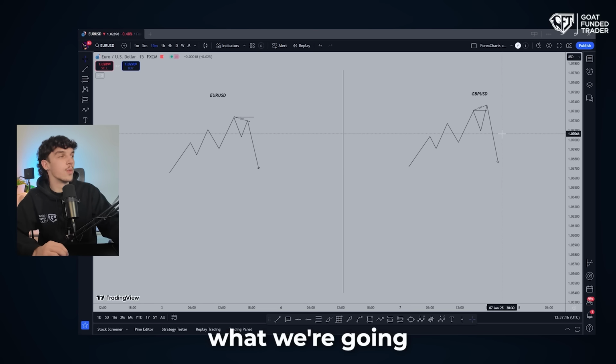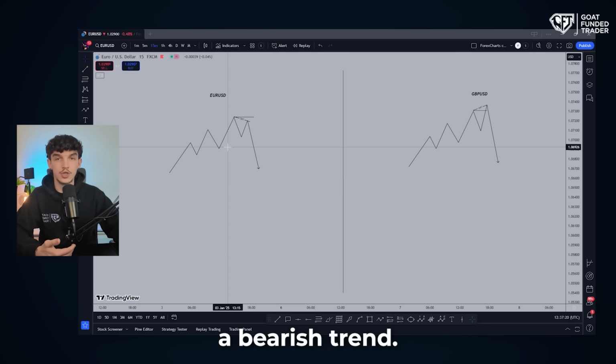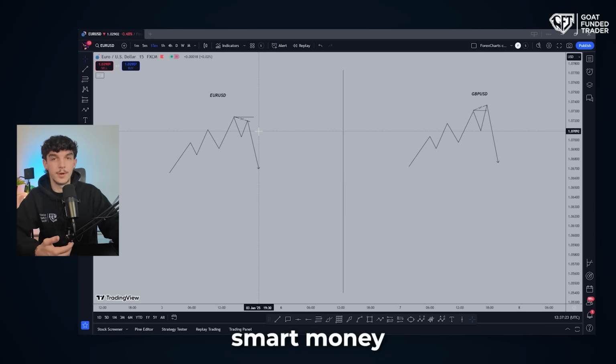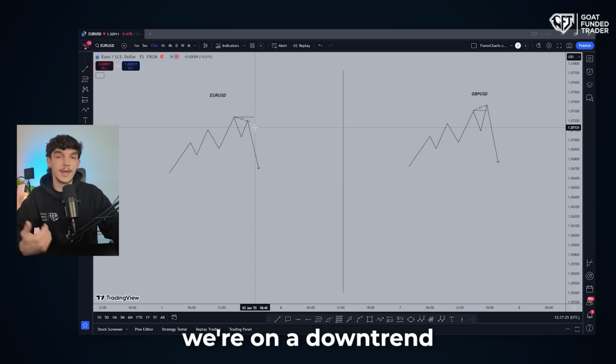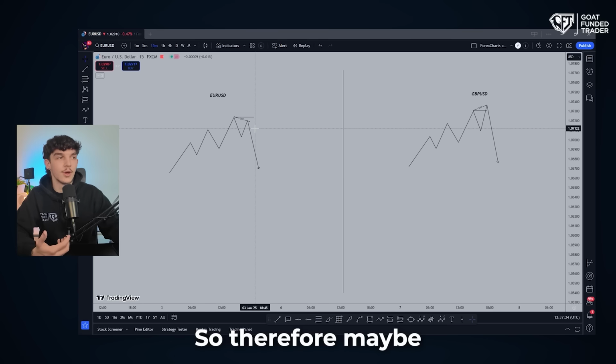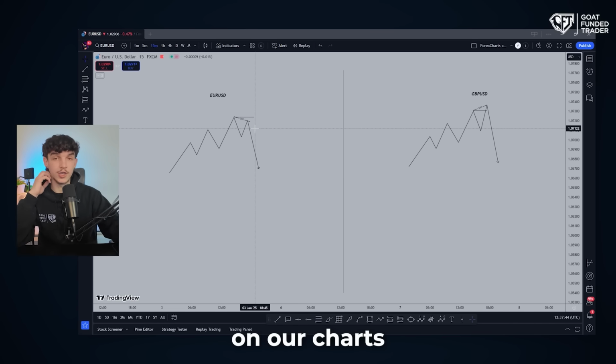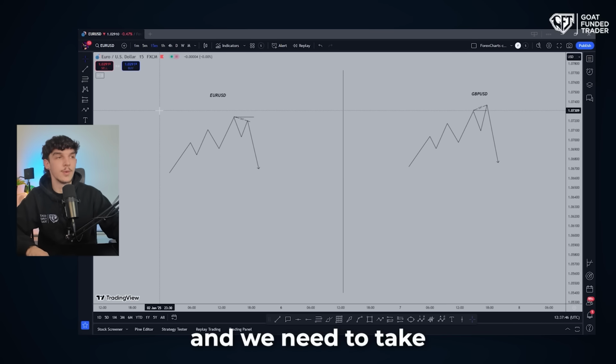So therefore, what we're going to do is trade it as a bearish trend. If we're in an uptrend and we see a smart money technique, we're going to be looking for shorts. If we're in a downtrend and we see a smart money technique, it could be an indication of a reversal. Because they're correlated, and when they become a divergence, they're no longer correlated. So, for example, GU might need to go and sweep that high for the downtrend, and buyers and sellers know this. When we see this actually come on our charts, then we know that something's going on and we need to take advantage of it.